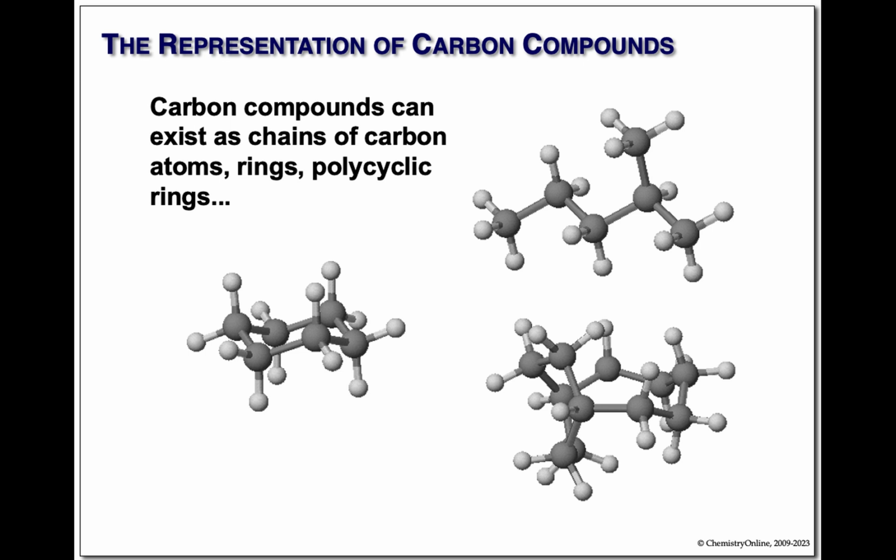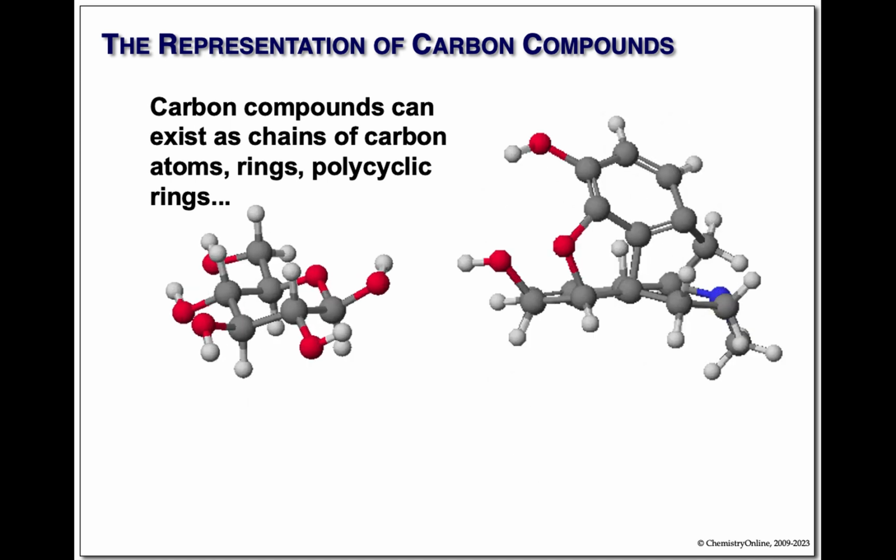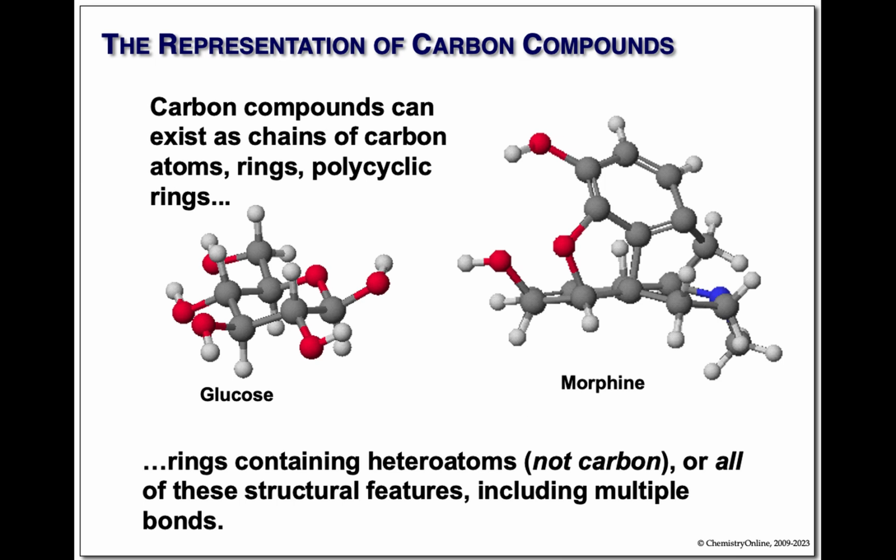We can also replace these carbons with other things. This is glucose, this is morphine. Nitrogen is blue, oxygen is red. When we have other things in an organic compound, we refer to them generally as heteroatoms. Organic chemistry is very carbon-centric. Okay, it developed first. Organic chemists tend to think of carbon as it and everything else as something other. So that's just the discipline.